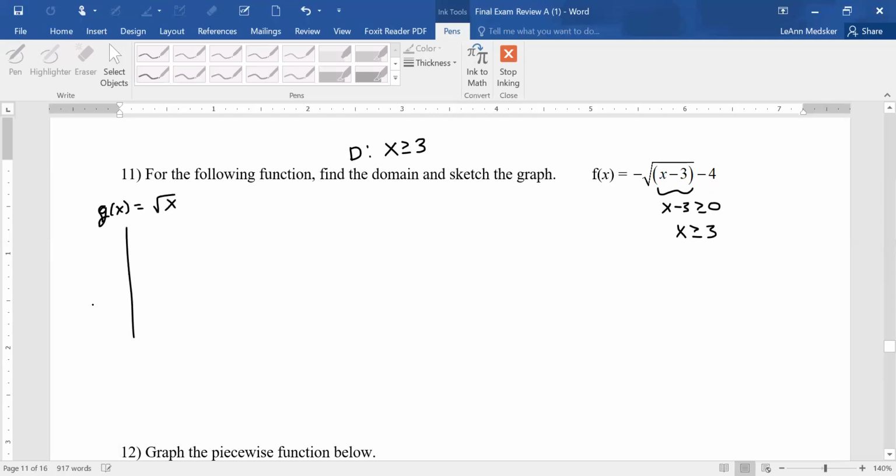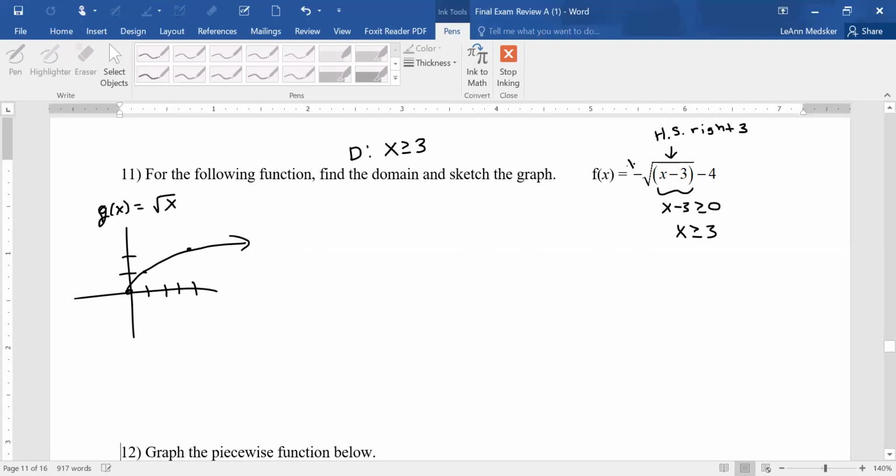We've learned that square root of x has a very specific shape. Square root of 0 is 0, square root of 1 is 1, and square root of 4 is 2. So notice this is what square root of x usually looks like. If you have a minus or plus something inside of your radical, that means you're going to be doing a horizontal shift. And we do opposite of what we think. So minus 3 is actually going to move us right 3.